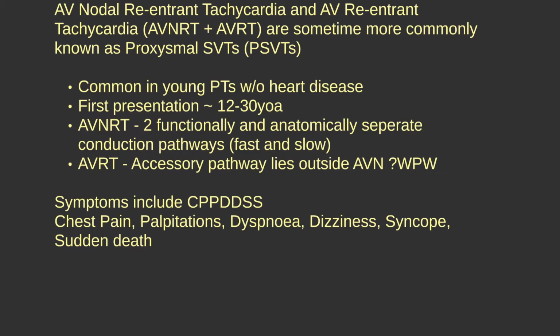So this is a little thing that helps me remember the symptoms for most arrhythmias. So CPP, double D, double S. So chest pain, palpitations, dizziness, dyspnea, syncope, and sudden death.